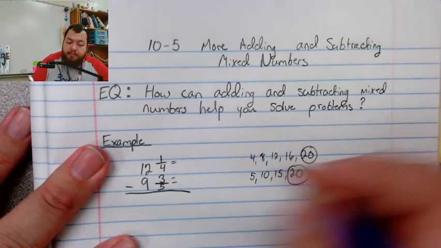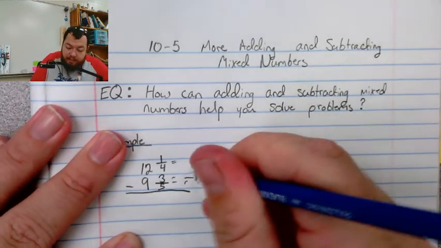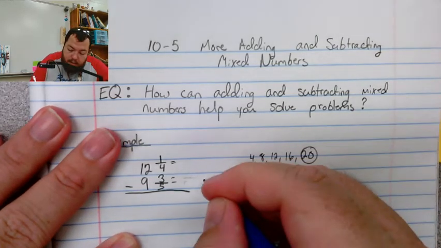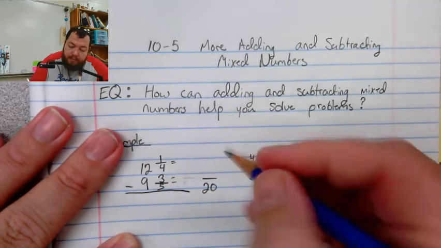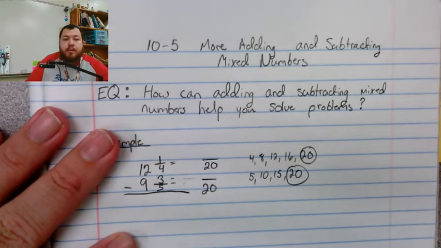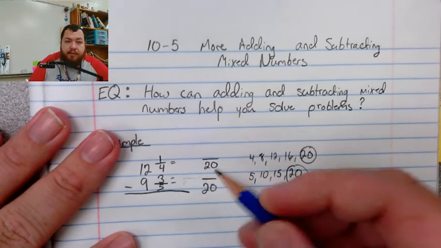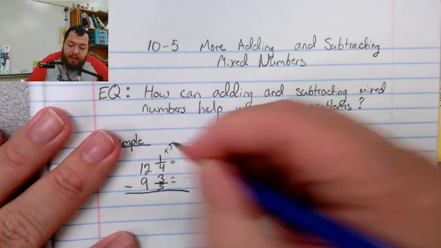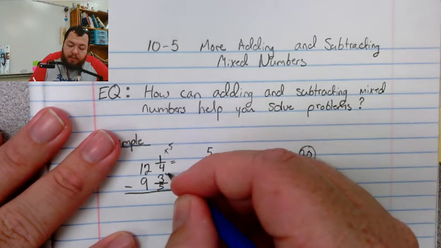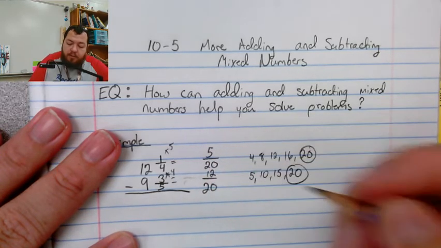Circle those, and then let's give myself some more room to work. Let's do 20 and then 20. So what I need to do is 4 goes into 20 5 times. So 1 times 5 is 5. 5 goes into 20 4 times. So 3 times 4 is 12.